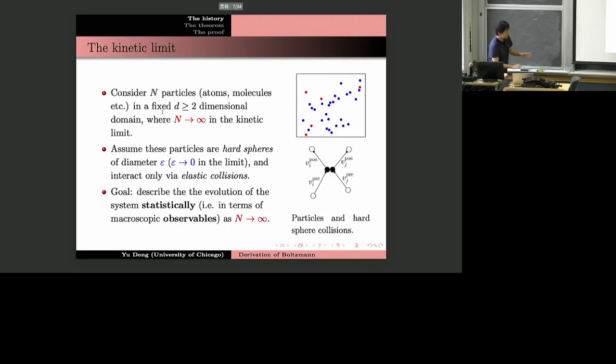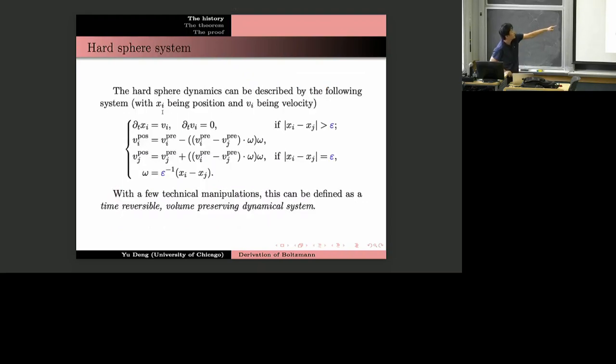Okay, so a picture is like this. We start from the pre-collision velocity, and the post is the post-collision velocity, which are related by this formula we have.